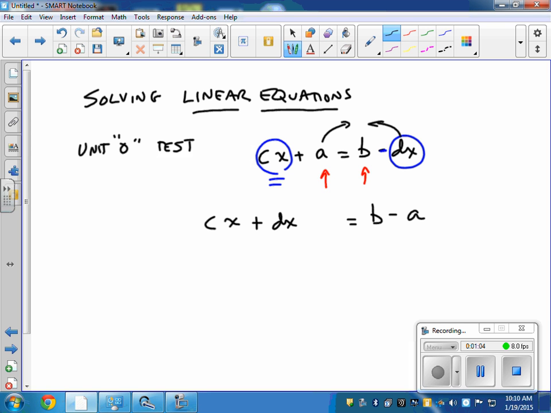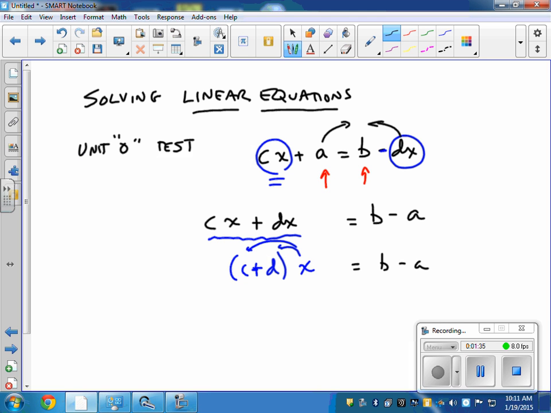The second step in solving these types of equations is to isolate the x. Notice that cx and dx are not like terms. You can't combine them easily. But we can factor. We can factor out the x and write it this way, c plus d times x. And again, just double check: you notice that you do have cx plus dx. Okay, so factoring out the x, we have (c + d) times x is equal to b minus a.